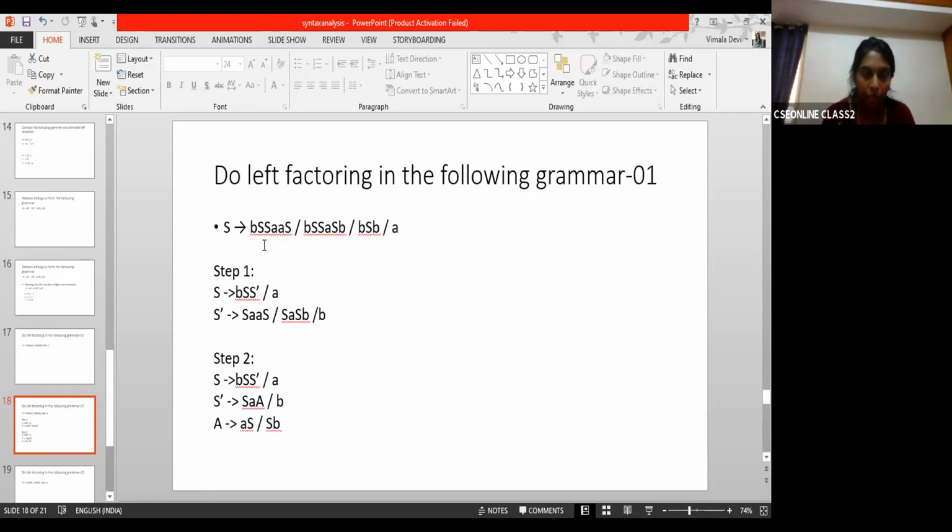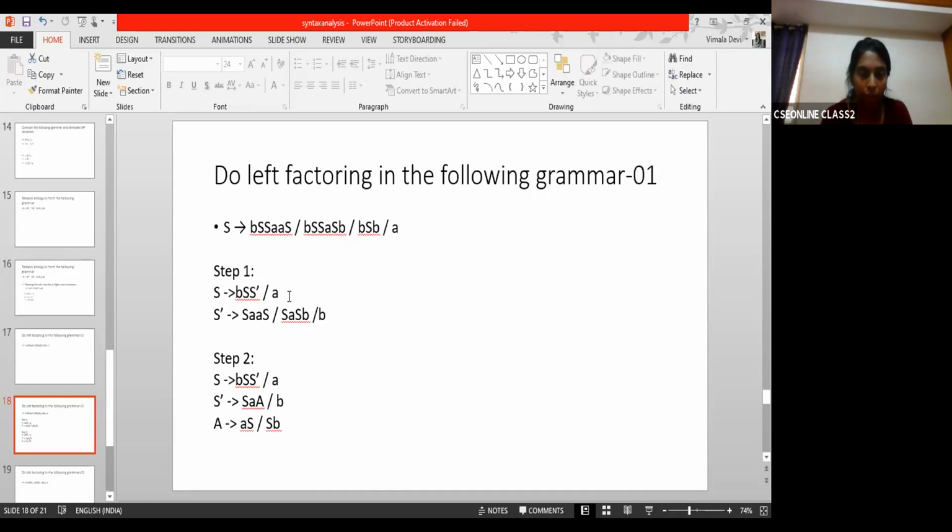I have to take into consideration the maximum number of rules and the possible longest prefix we are going to consider. So in all the rules, almost it is covering 3 rules. Out of the 4 rules, it is covering 3 rules. Out of the 3 rules, the longest prefix is BS. B is a terminal, S is a variable followed by it.